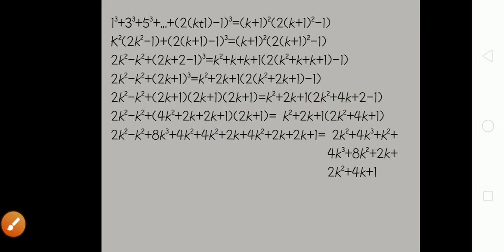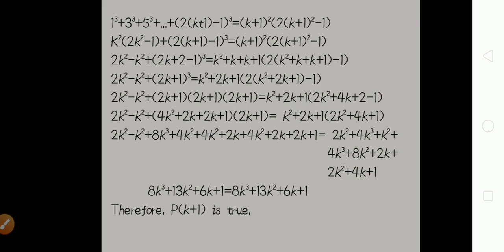So we will combine like terms. So the answer would be, on this left side, the left side would be 8k cubed plus 13k squared plus 6k plus 1. So next, on the right side, the correct answer would be 8k cubed plus 13k squared plus 6k plus 1. So therefore, our P of k plus 1 is true, because as you can see, the correct answer is the same. So if it is the same, our statement is true.